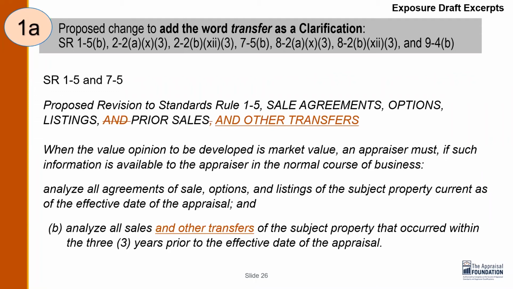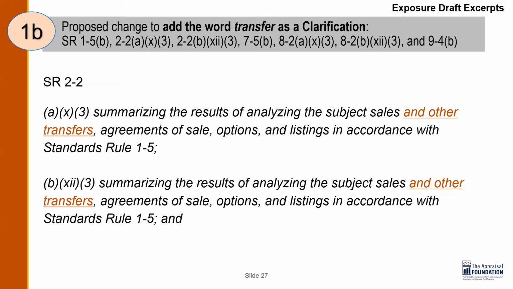So in thinking about this, the ASB considered the rationale behind the requirement to analyze sales history in general. And the ASB is therefore proposing this revision to 1-5B, as well as to the parallel references in 7-5 and 9-4 for personal property and business appraisal, respectively, to require the analysis of transfers when, and this is important, when such information is available in the normal course of business. The proposed changes to the companion reporting standards, that's 2-2A and B, are noted on the next slide.